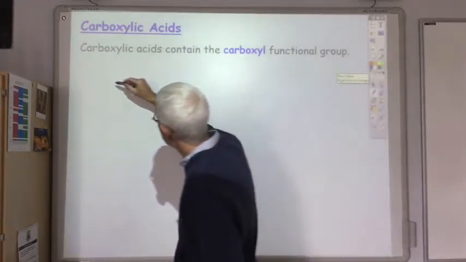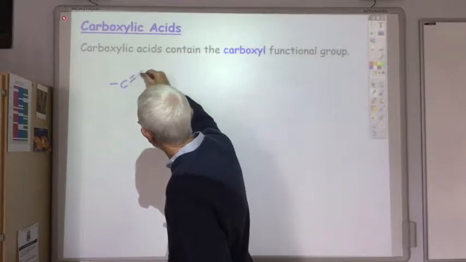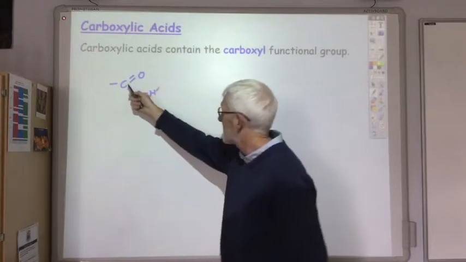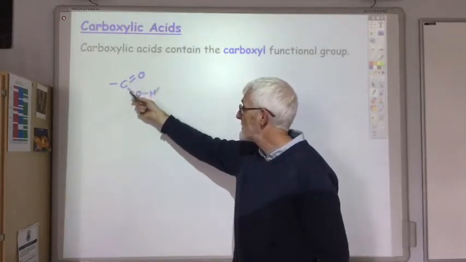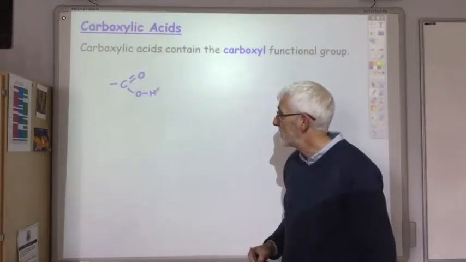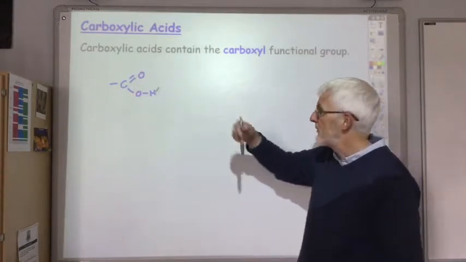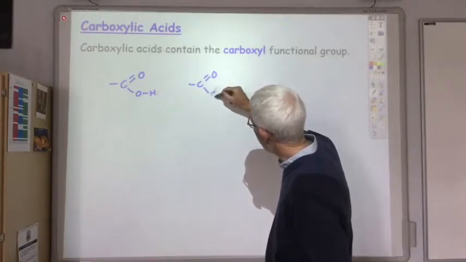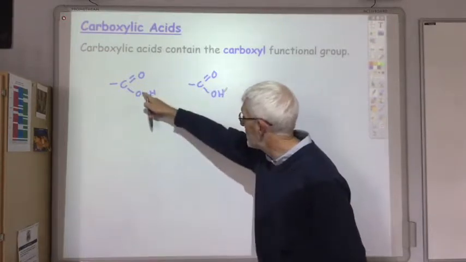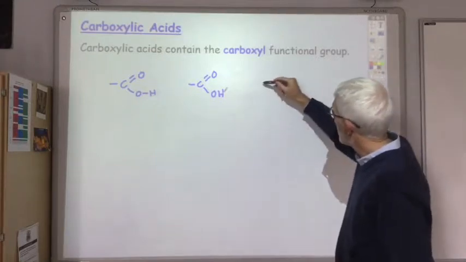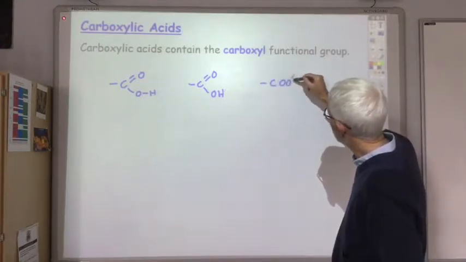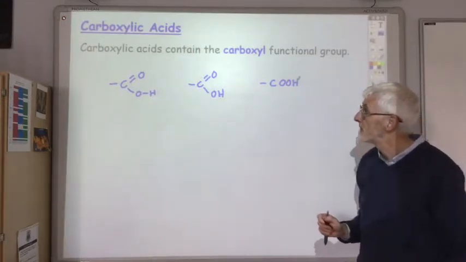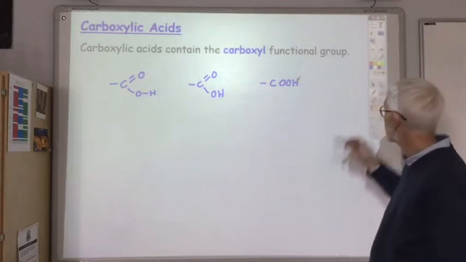The carboxyl is a carbon atom which has got a double bond to an oxygen and a bond to an OH group. That's it drawn out in its full structural formula manner. It's also acceptable to draw it like that, not showing the bond between the O and the H, or in the more shortened version it would be drawn like that. So they all represent the carboxyl functional group, and that's what you find in all carboxylic acids.